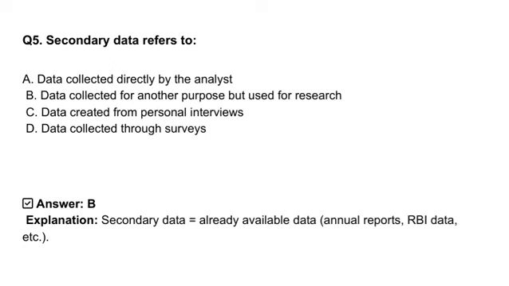For example, this could include annual reports, data from the Reserve Bank of India, or other existing sources. This is different from data collected directly by the analyst, which is known as primary data. It's also different from data created through personal interviews or surveys, which are primary sources as well. The key point to remember is that secondary data is already available. It's like using existing resources rather than gathering new information from scratch.